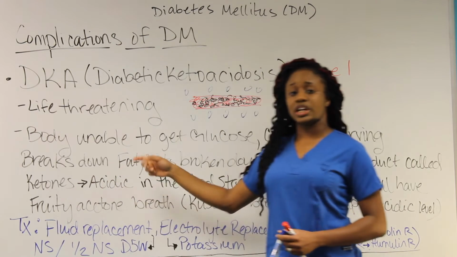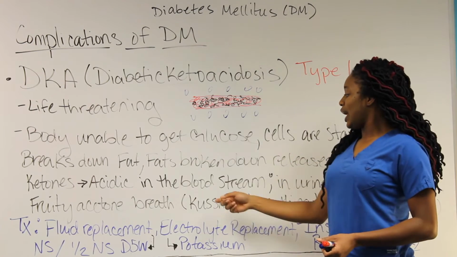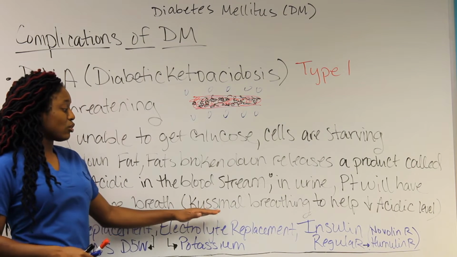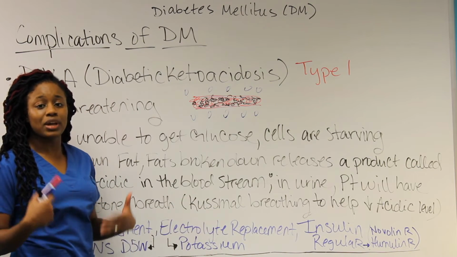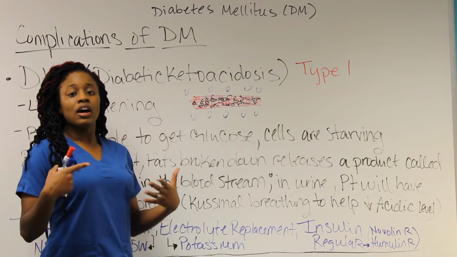So what the body's going to try to do is compensate for all this acid that's building up inside the blood, and you have a thing called Kussmaul breathing. So your body is going to compensate by breathing deep and fast. So it's going to be something like this, right?